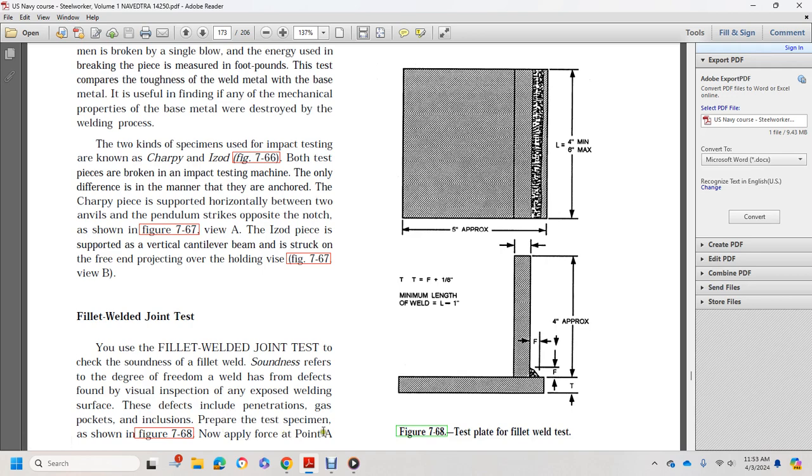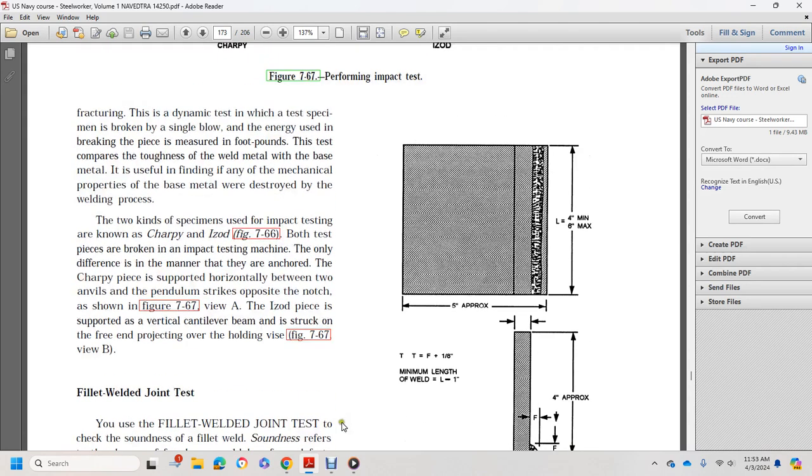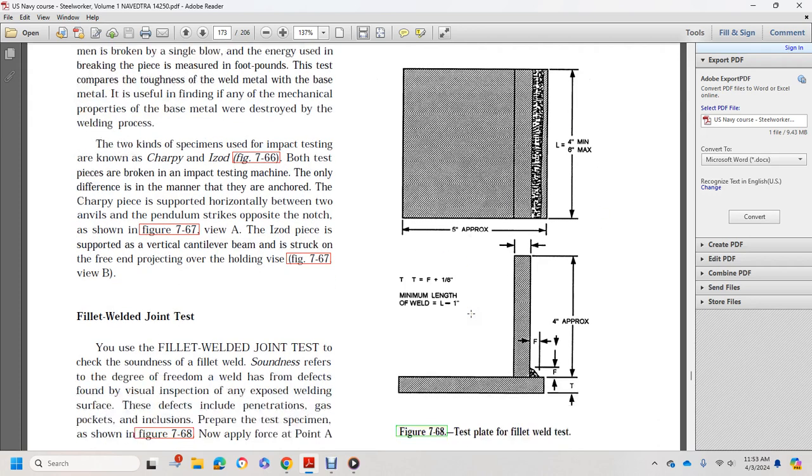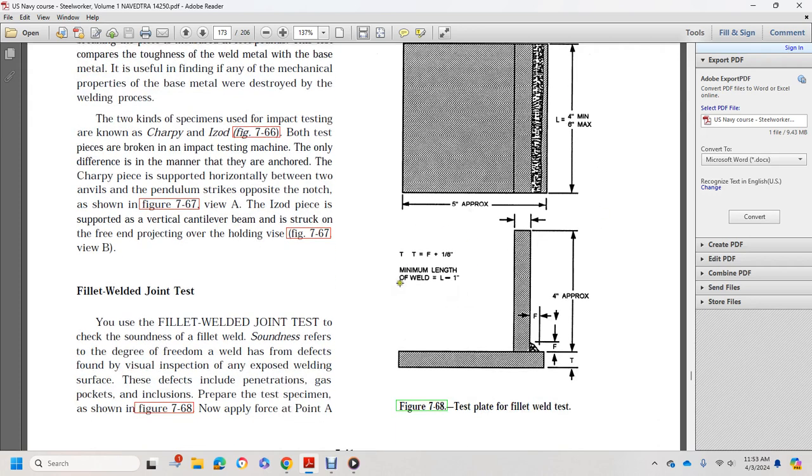Now apply the force at point A. It shows the length as 4 inches minimum, 6 inches maximum, 5 inches approximate. T equals F plus 1/8 inch. The minimum length of the weld is the length minus 1 inch, which is 4 inches, and you have your fillet toes and T.